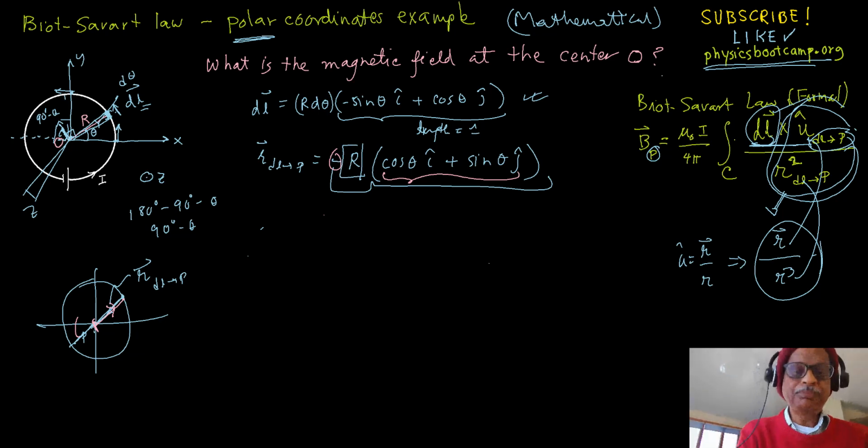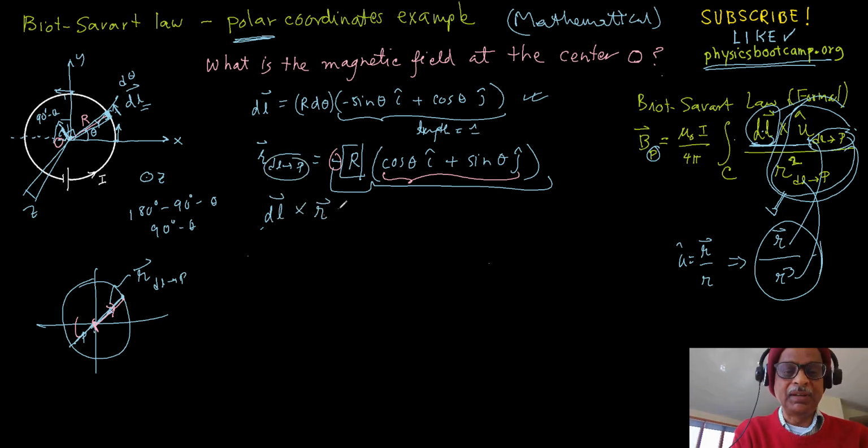Okay, so now I'm getting dl cross R, so let's do that, dl cross R, and I'm not going to write that every time. So minus R squared d theta.